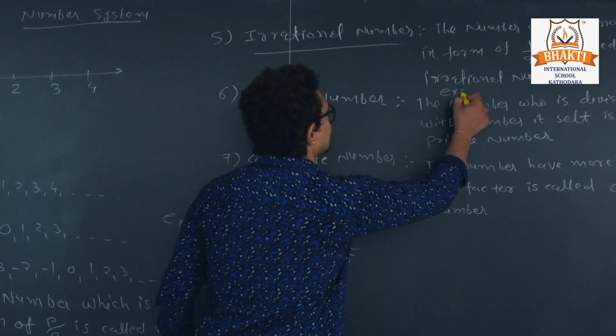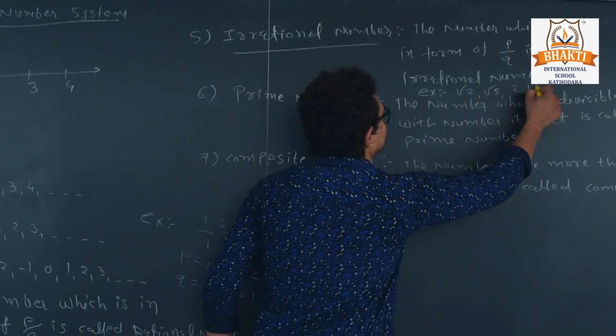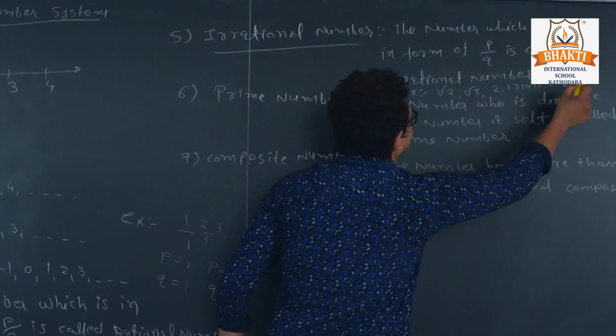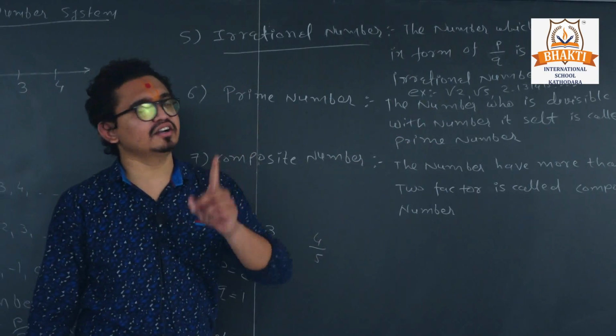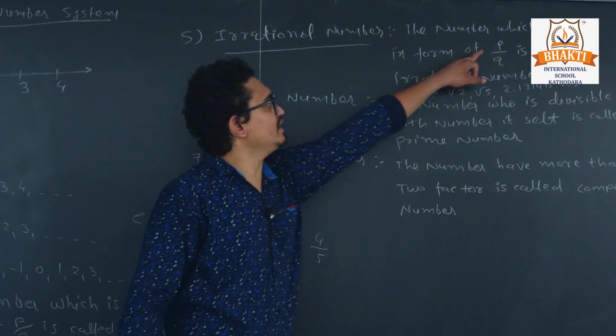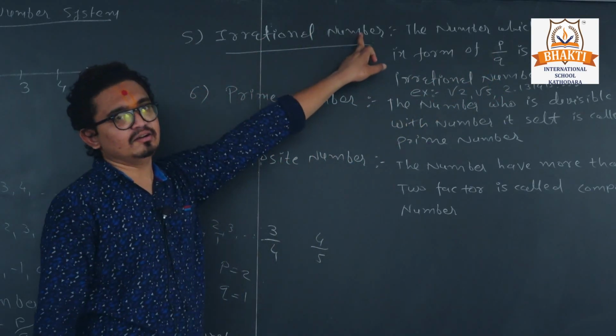Suppose √2, √5 or 2.131415 like that. So it is all called irrational number, because we cannot convert that number into the p upon q form. So it is called irrational number.